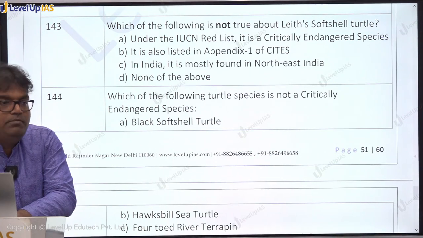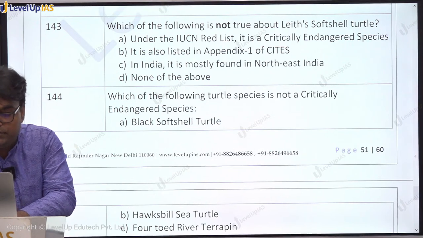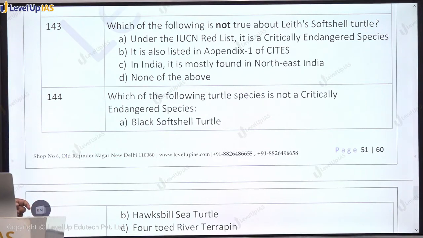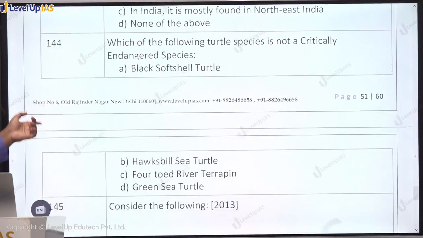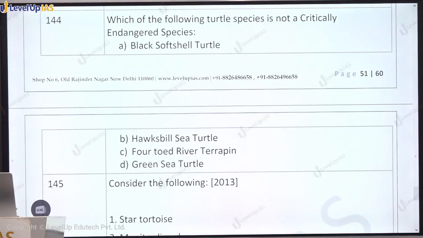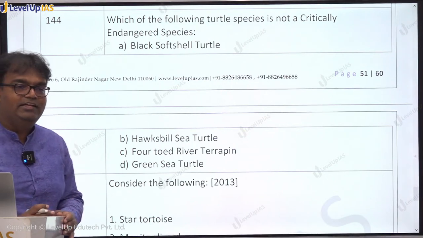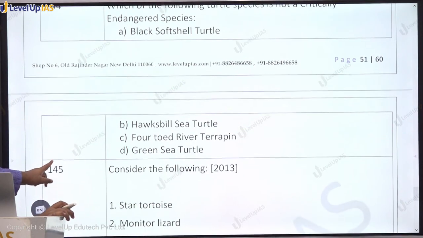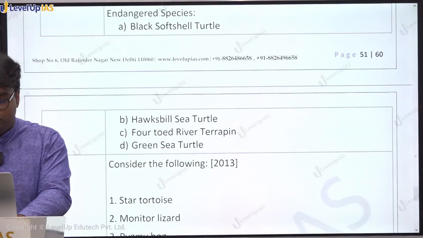Where is Leith's softshell turtle found? Rivers and reservoirs of southern peninsular India, including Andhra Pradesh, Kerala, Karnataka, even Madhya Pradesh, Maharashtra, etc. It would be found there. Leith's softshell turtle is not of Northeast India. 143, C is the answer. 144. Which of the following is not critically endangered? Green sea turtle. What is the green sea turtle? Endangered, I think. The rest are critically endangered, this one is endangered. D. 144, D.